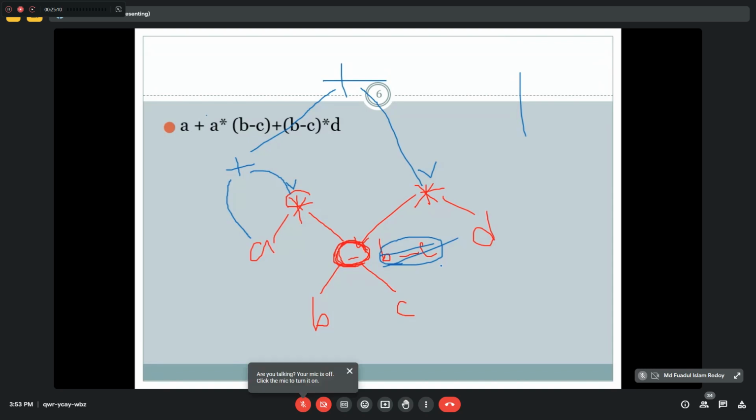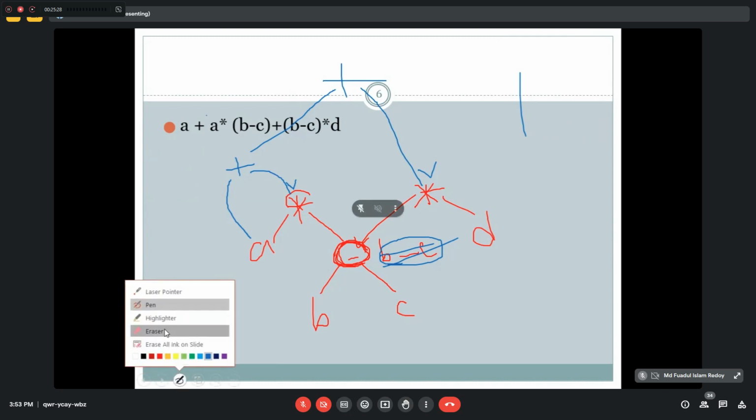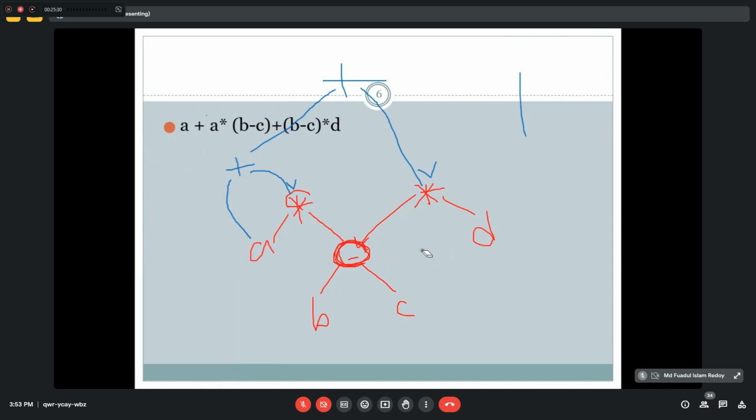Without common sub expression. There is no common, is it? So look at this, operands are not common, but operators can be common. Like there is more than one multiplication, no problem. There is more than one plus, no problem.